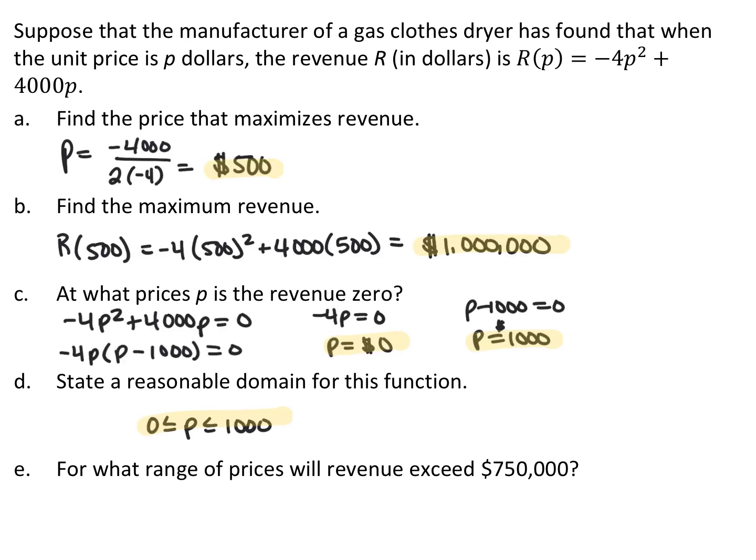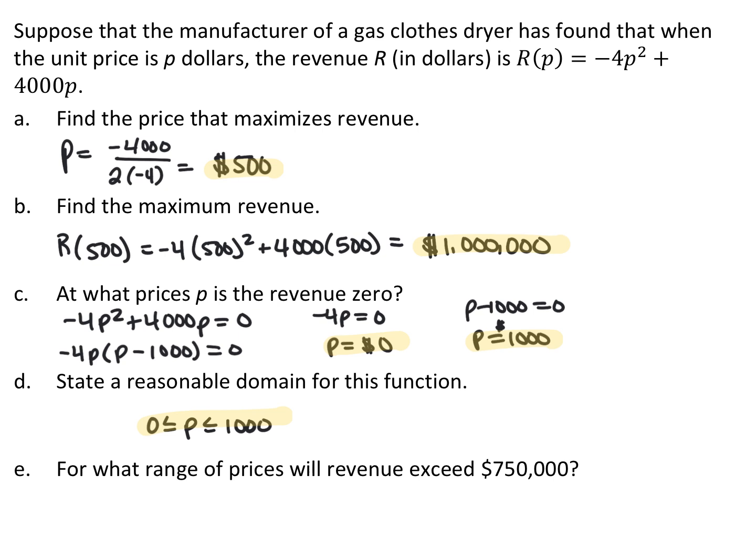So for the first one, I used -b over 2a, where b is 4,000, so -4,000, and a is -4. So you get -4,000 over 2 times -4, or $500. So that's the price P that would maximize revenue. And then I plugged that into R(P) and got that the maximum revenue would be $1 million.